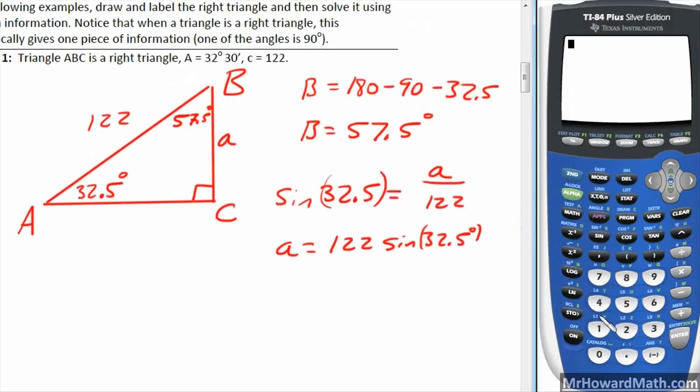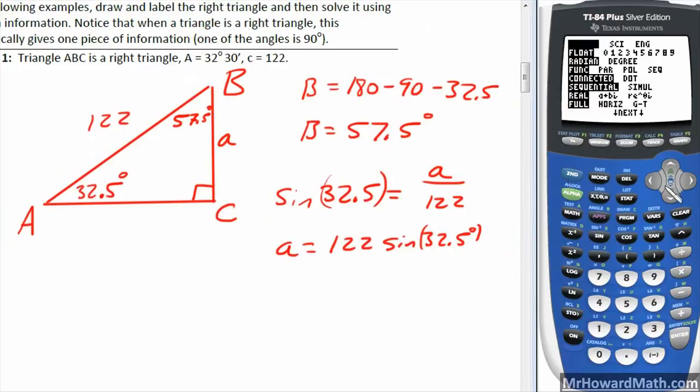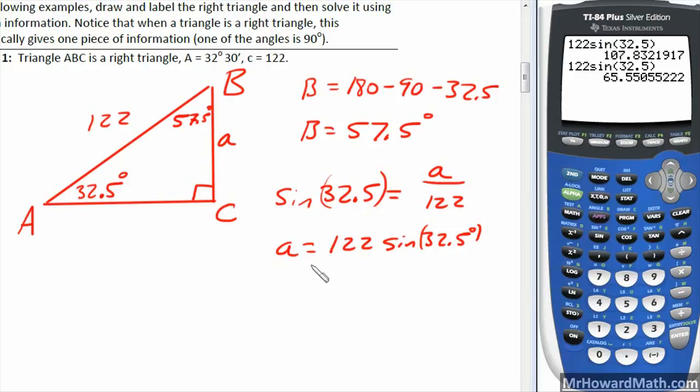So 122 sine of 32.5 degrees. Hit enter. Now we get 107. We need to make sure we're in the correct mode. We are in radian mode. That's not going to work. We need to make sure we're in degree mode in our calculator. So I'm going to reevaluate that now, and we get 65.55.